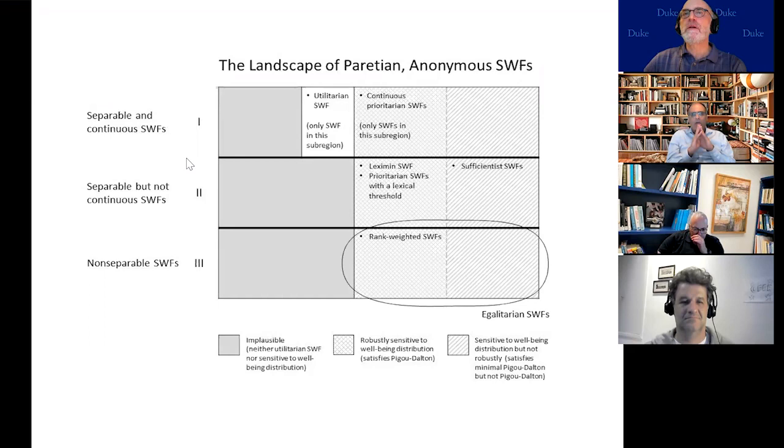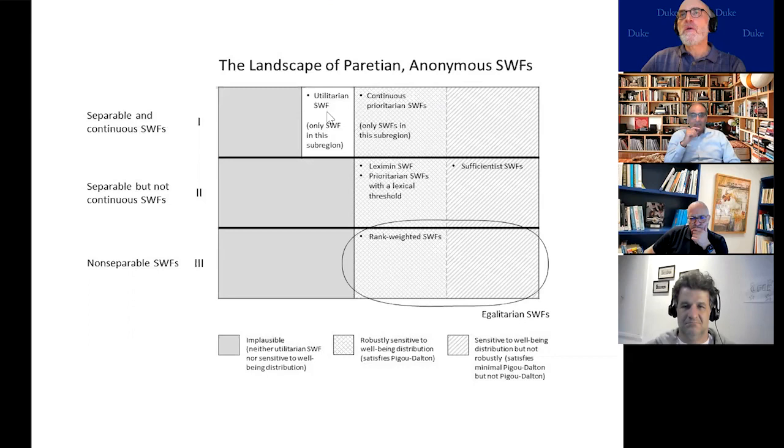In particular, separability, we can ignore those who are unaffected, which is a huge convenience, and continuity. Utilitarianism and prioritarianism are the only plausible social welfare functions that satisfy both separability and continuity. And by the way, continuity also, for mathematical reasons, is a big convenience, because if a social welfare function satisfies continuity, it can be represented by a mathematical function. So it's a huge help. And then the big difference between utilitarianism and prioritarianism is in terms of equity. So if this is equity, Pigou-Dalton, prioritarianism satisfies that, utilitarianism doesn't.